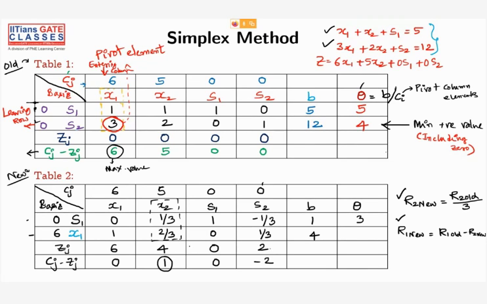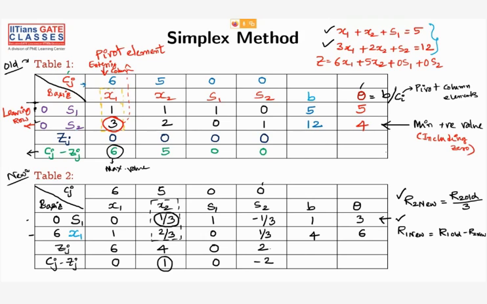4 into 3 by 2, that is 2, 3, 6. Again in this, you have to select the minimum positive value, right? So the minimum positive value out of these two is this. So select this, and corresponding to this is your pivot element, right? Once you have the pivot element, what to do? You have to make the pivot element 1, and the rest of the elements in that column 0.